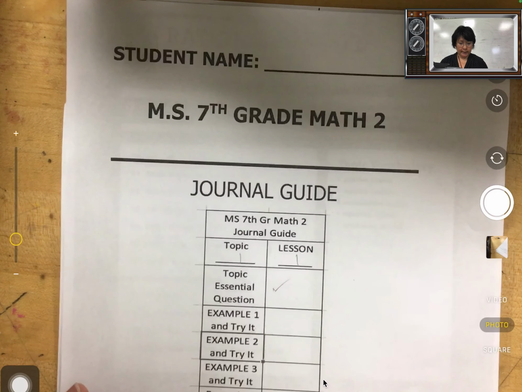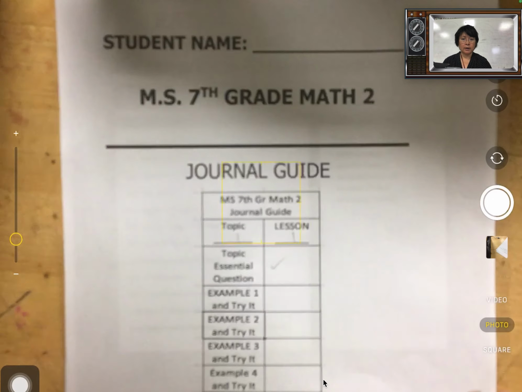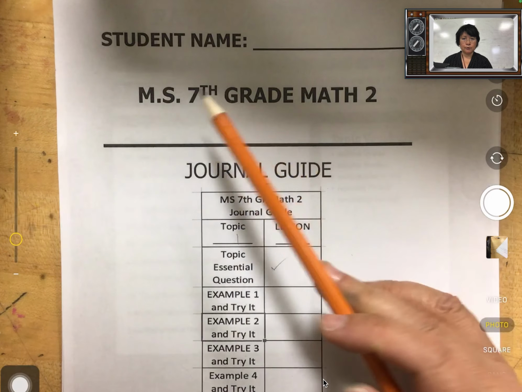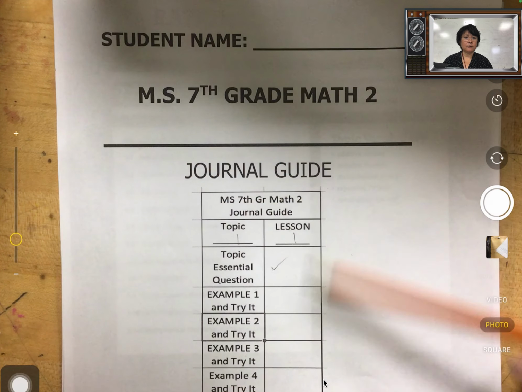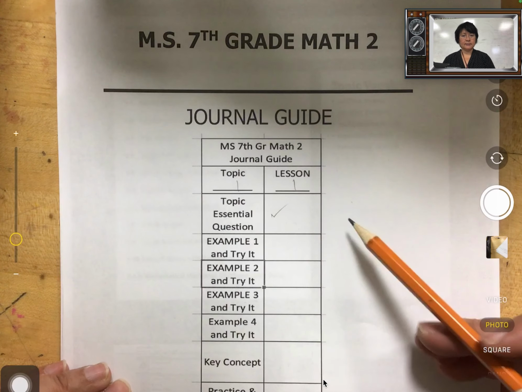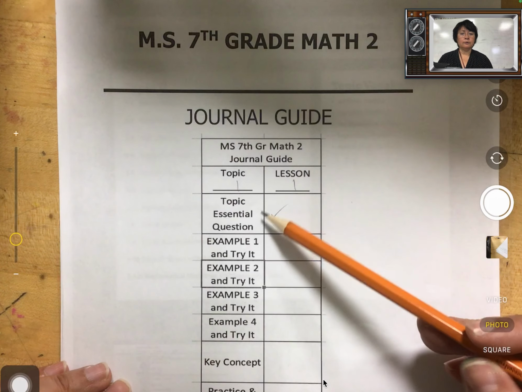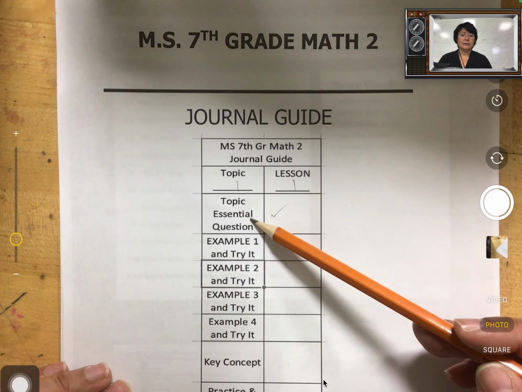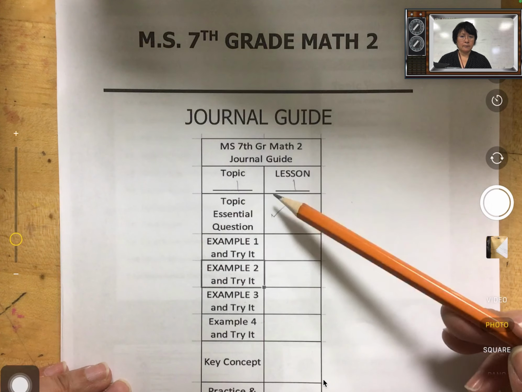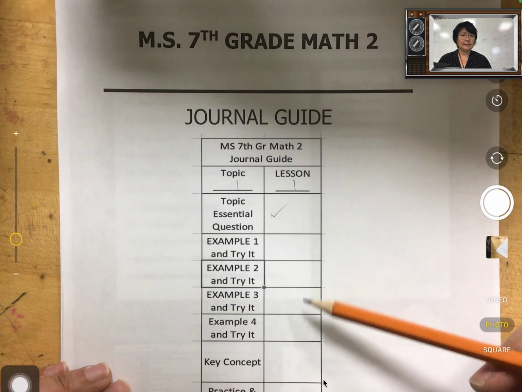And so I welcome you to the review of Topic 1, Lesson 1 of your math. This is both for 8th grade and 7th grade. I just happen to have the 7th grade journal guide up. During this time, we are going to review the topic essential questions and the 3 examples that are within this lesson.